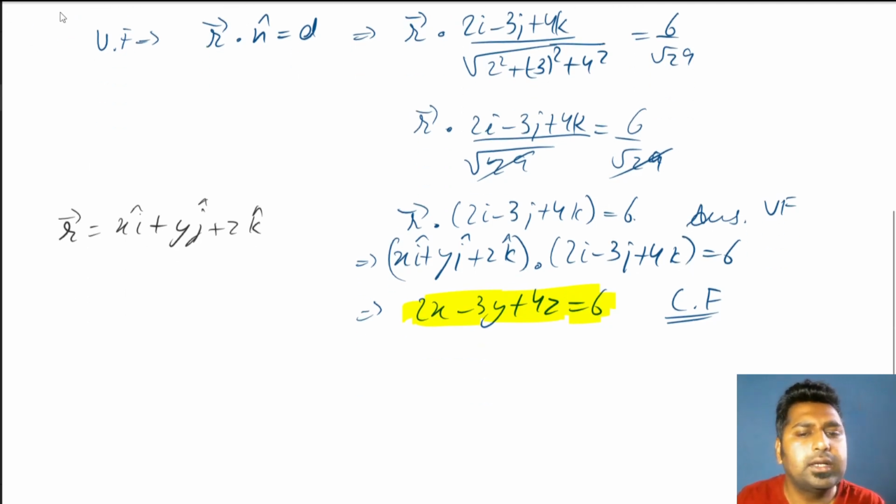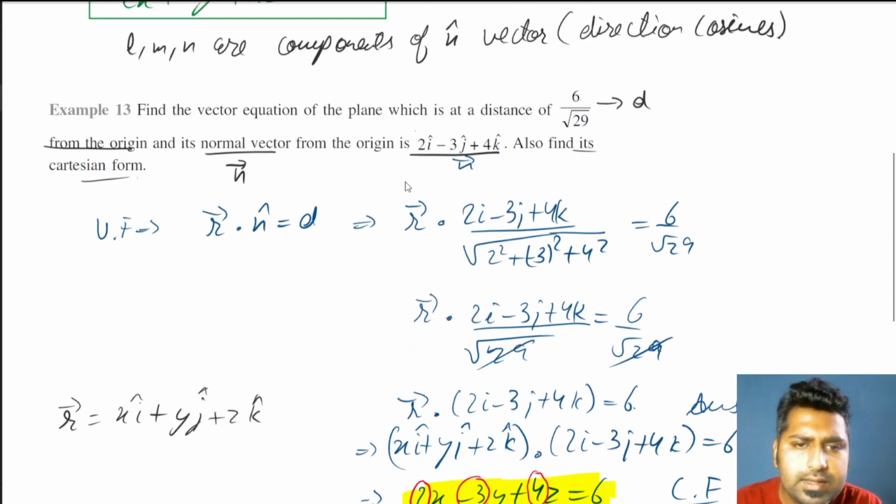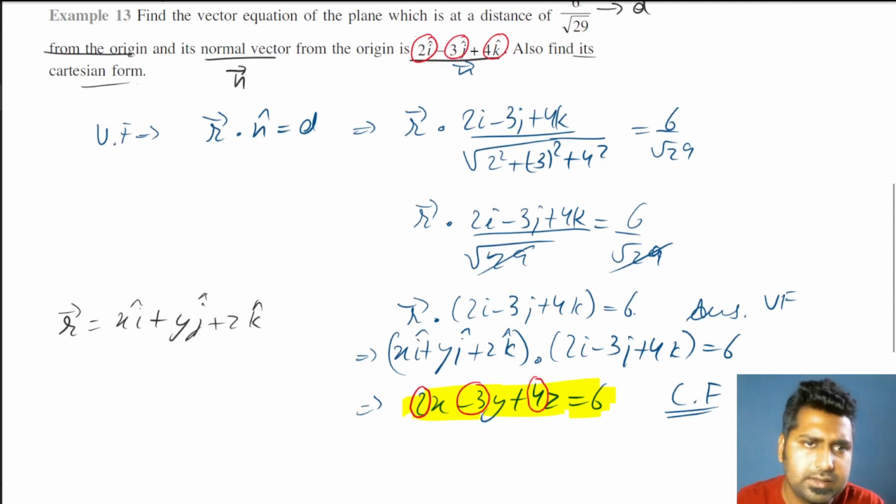Now if you look at the component of x, the component of y, the component of z, this is 2, minus 3, 4. Aren't these the same values as 2i, 3j, 4k? So what can we interpret? In any equation of a plane, the components of x, y, z are the components of the normal vector. So direct conclusion by comparison.